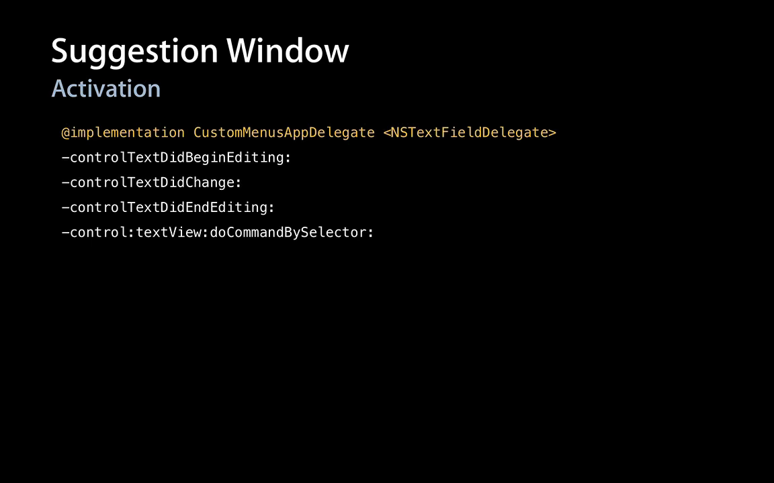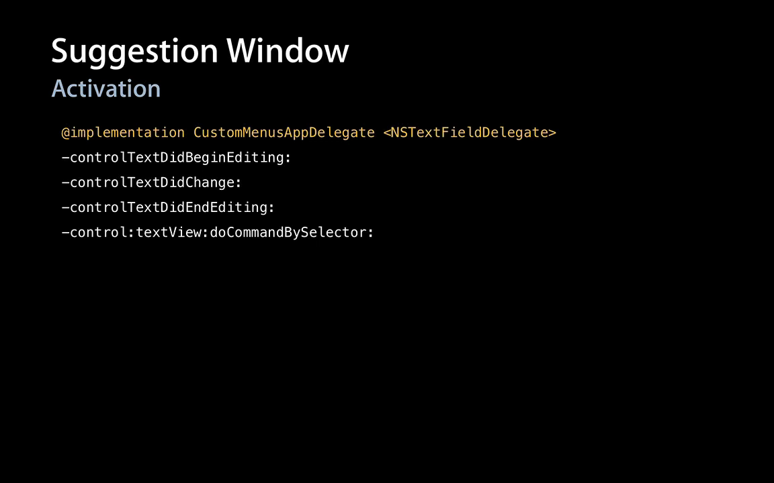controlTextDidChange. We'll probably need to modify our suggestions, or maybe we no longer have suggestions. We need to dismiss our suggestions window. Or maybe for some reason it was dismissed, and now we do have suggestions, so we need to make it reappear. controlTextDidEndEditing. We'll implement that one and dismiss our suggestions window because the user's either committed whatever they had typed or some other means canceled that, or perhaps key focus changed. So we'll need to go ahead and dismiss our suggestions window. And then last but not least, control textView doCommandBySelector.